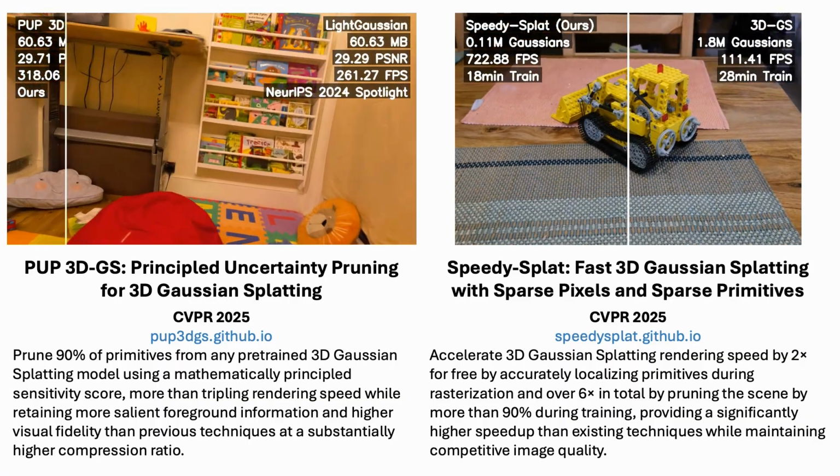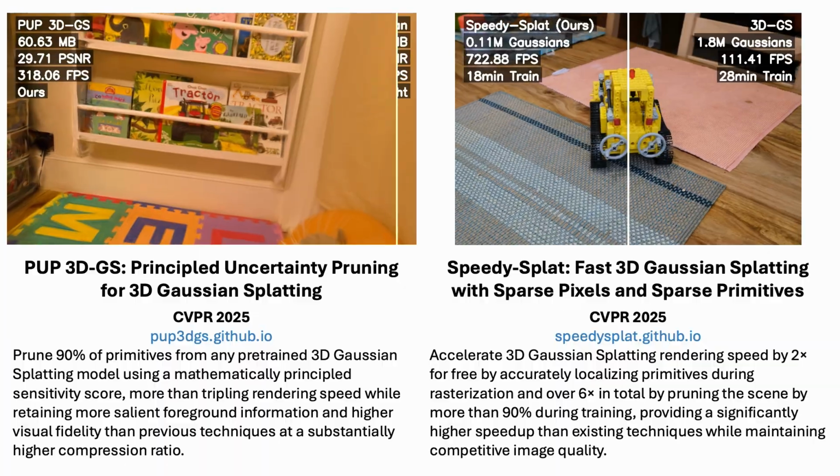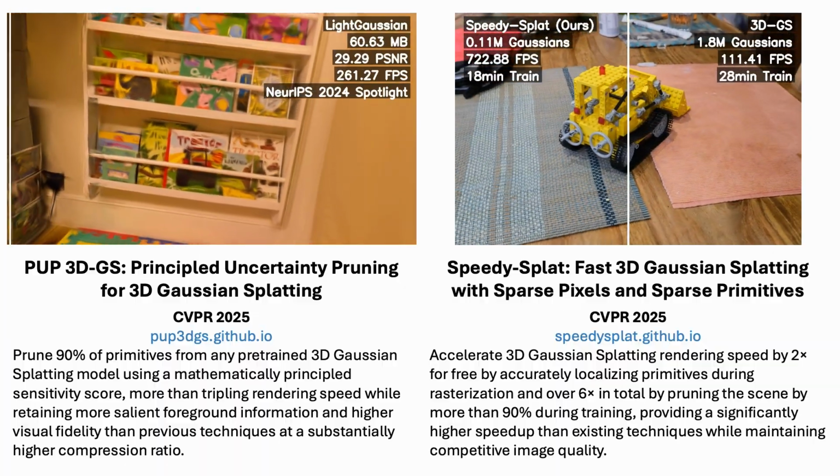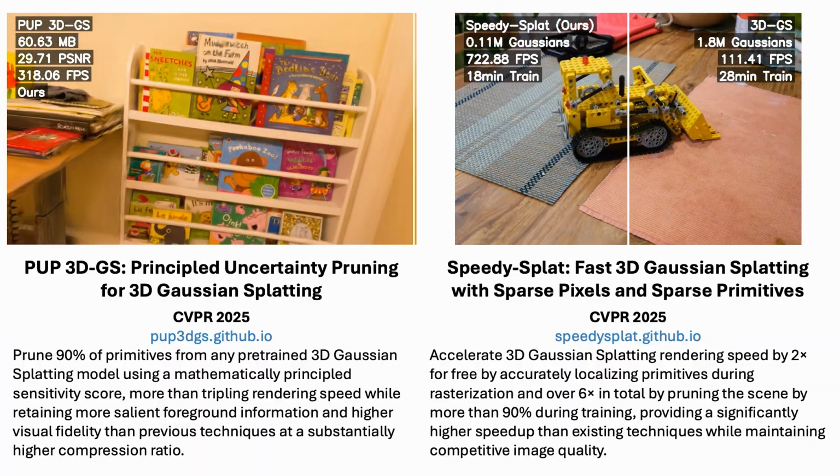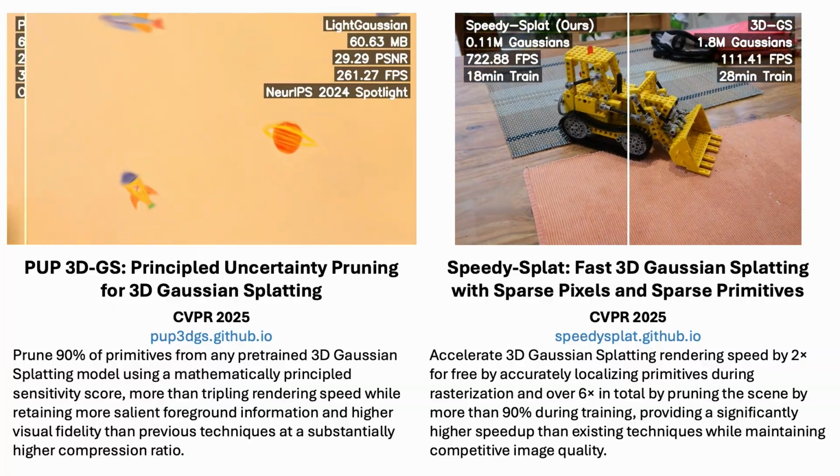Speedy3DGS is based on our group's CVPR 2025 papers, Pop3DGS and SpeedySplat. If you're interested in learning more about efficient 3D representations, we encourage you to visit these projects.